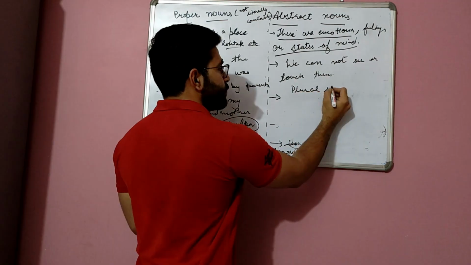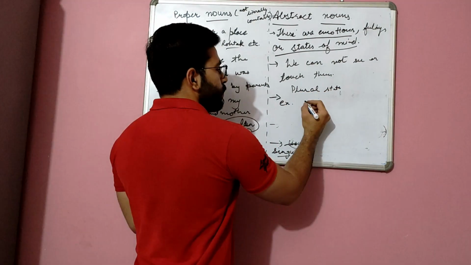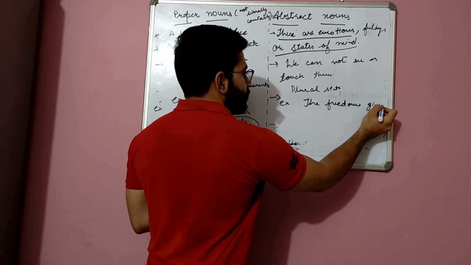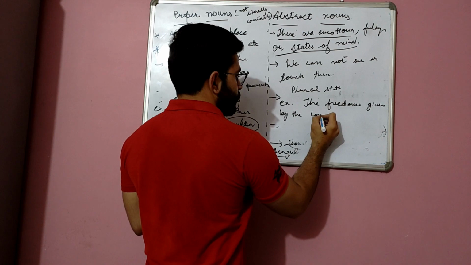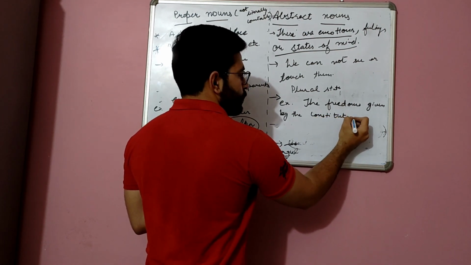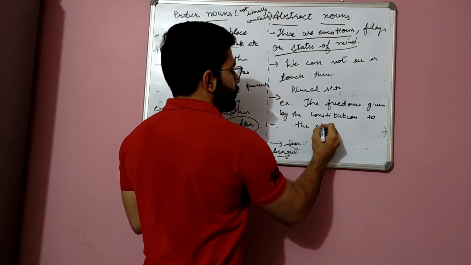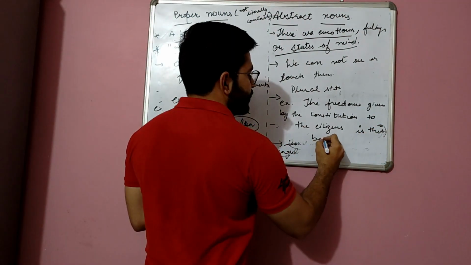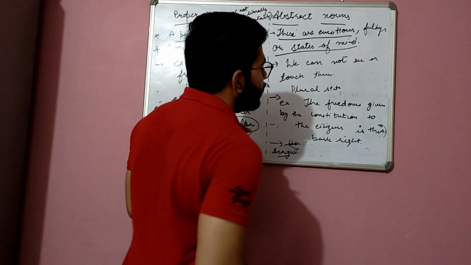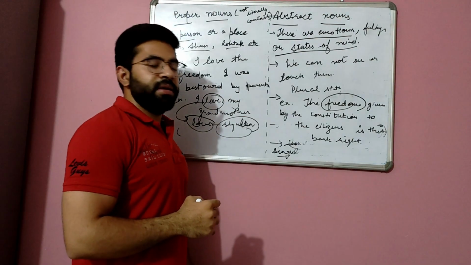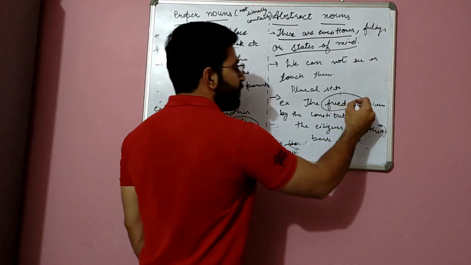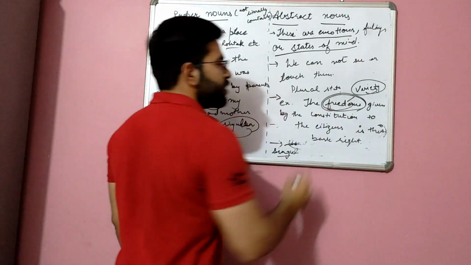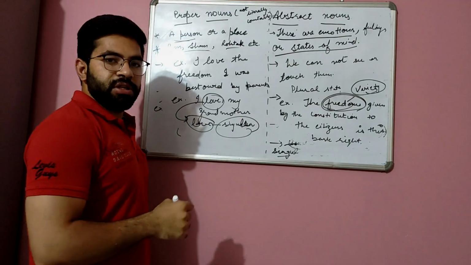When will we use them in a plural state? The freedoms given by the Constitution to the citizens is their basic right. So why do we use freedoms here instead of freedom? Because here we are talking about a variety of freedoms. When we use variety, we add a plural state of the abstract noun instead of the singular state.